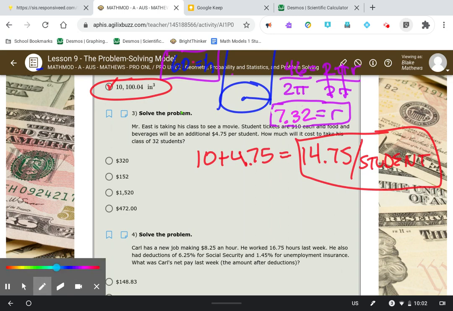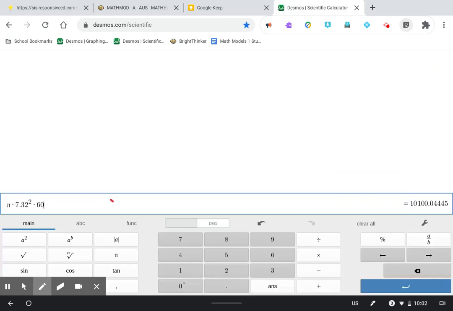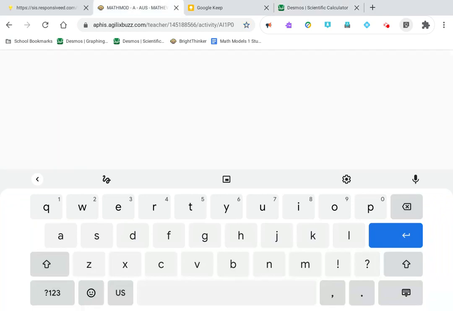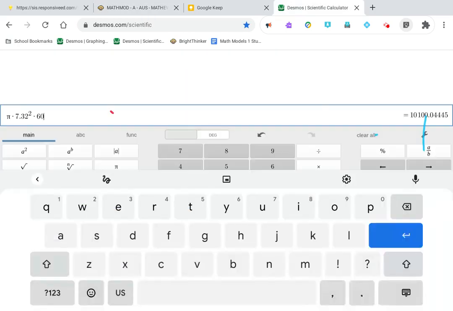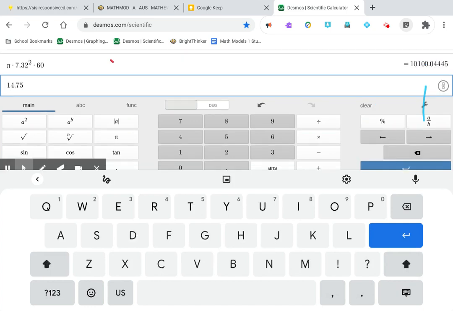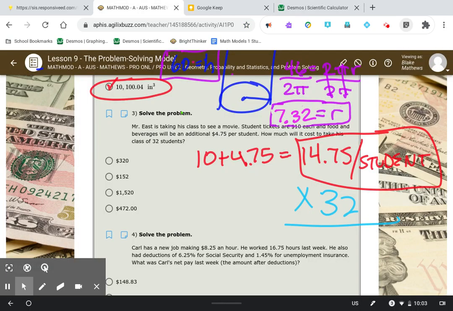It says there are 32 students. So if we multiply that times 32 students, we'll get the answer. So 1475. Let's see, we got 1475. Oops. Let's go down to the next line. There we go. 1475 times 32 students. And we get $472. And there's our answer right here.